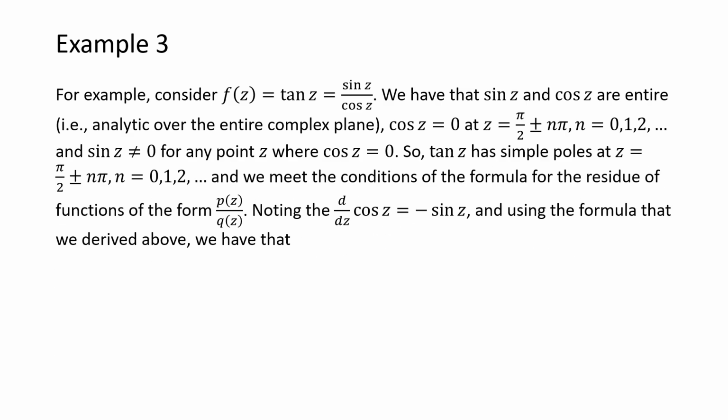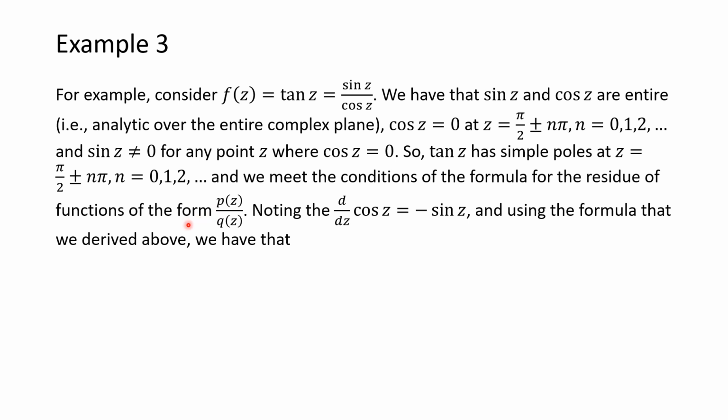So let's make use of the result from the previous slide. We have the function here f of z equals tangent z, and that equals sine z over cosine z by definition. And we know that cosine z has zeros at pi over 2 plus or minus n pi, where n is an integer. And so these are essentially poles of order 1. And we also know that sine z does not equal 0 at these points. So we meet the conditions of the formula we derived on the previous slide.